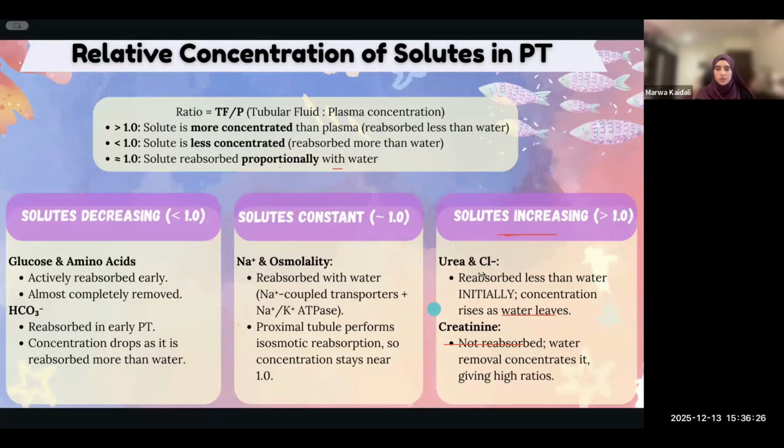When we have a ratio more than one, it means that it's urea and chloride, and we said that their concentration is going to rise because water leaves before them. Now for creatinine, it does not get reabsorbed, but it does get secreted very slightly, and because of the water reabsorption, its concentration is really going to increase. So you're going to have a ratio that is more than one.